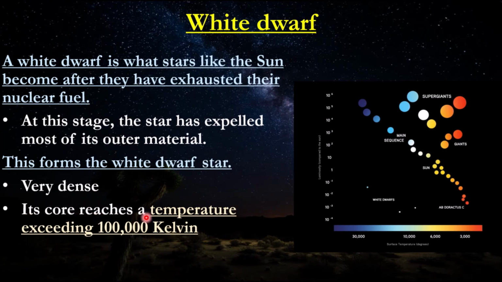Inside its core, the temperature can exceed 100,000 Kelvin. And as you can see, that's at least 3 times higher than the highest temperature types of stars that we have in the main sequence.